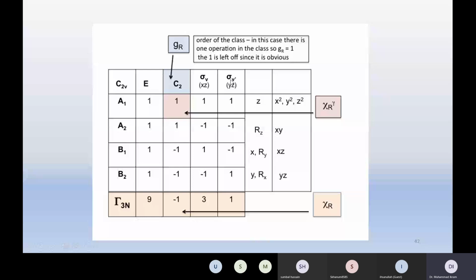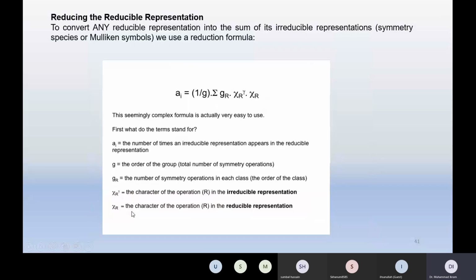Sigma V dash for this one it is 1. So for all the symmetry operations in water, chi R is 1. ठीक है. Chi R into gamma, these are the irreducible representations which cannot be reduced further. And chi R, this is the reducible representation which is obtained for gamma 3n. ठीक है. तो ये आपके पास ये फार्मूला है और इसका पूरा ऑर्डर जो है ये आपके पास है कि 1 + 1 + 1 + 1 = 4.